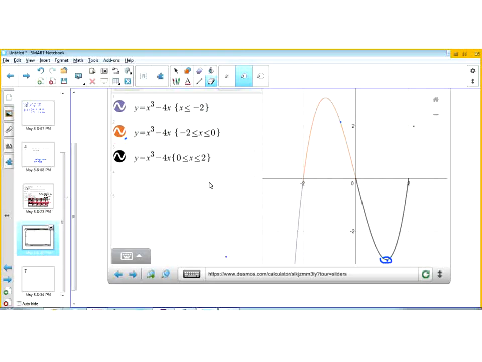So we said that the local max occurred at what? x equals negative 1.2, thereabouts. So what was the output at negative 1.2? Let me recalculate it. So negative 1.2... it was roughly 3.072. So the local max is at 3.072.